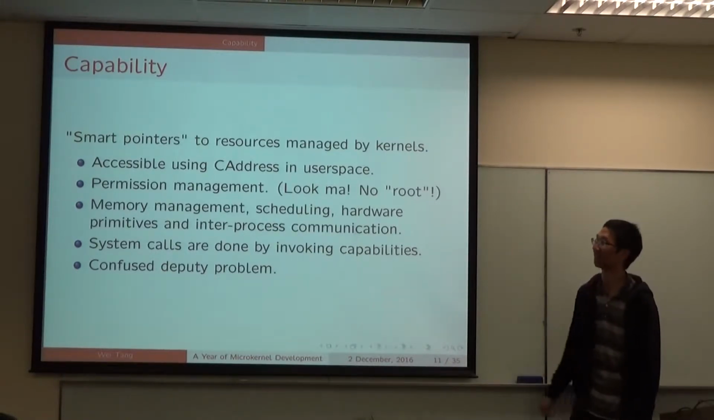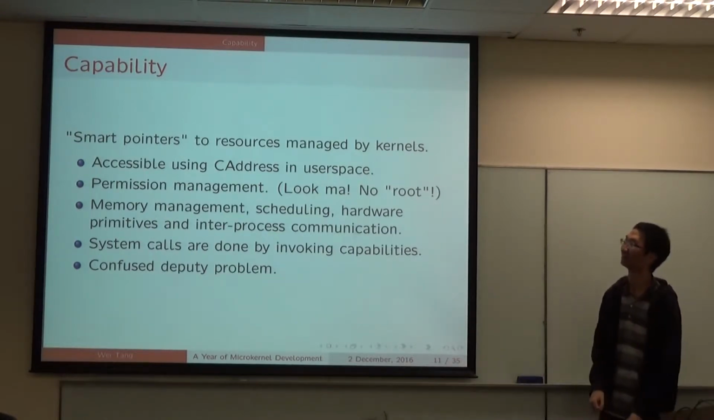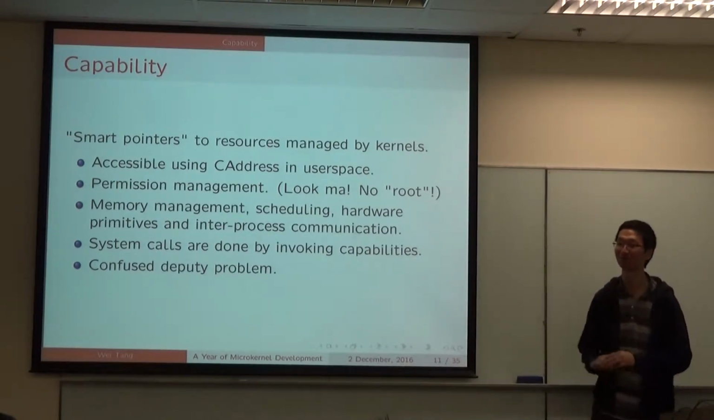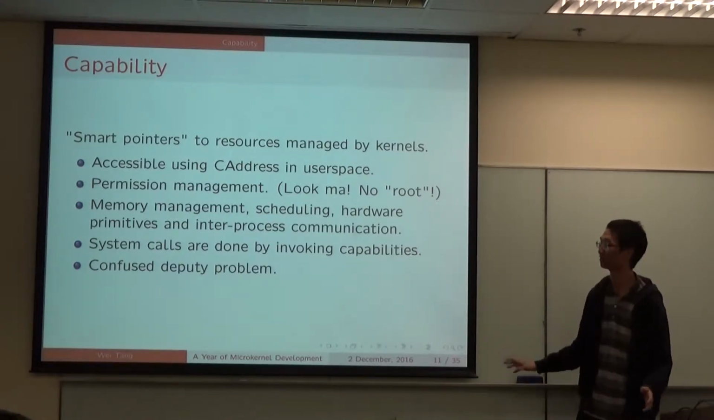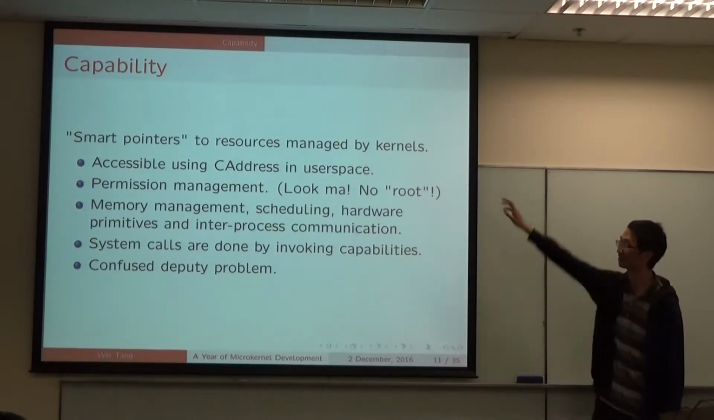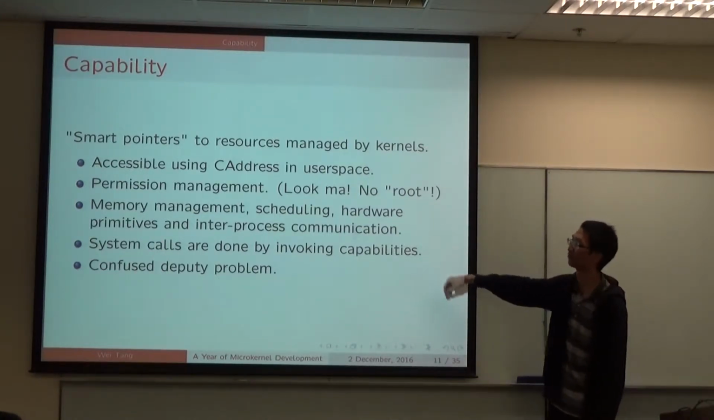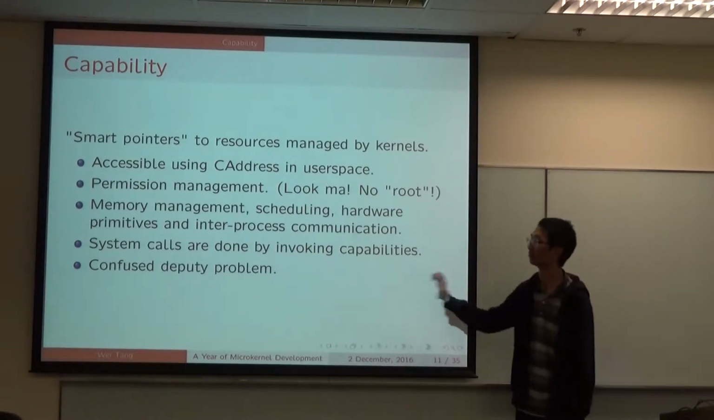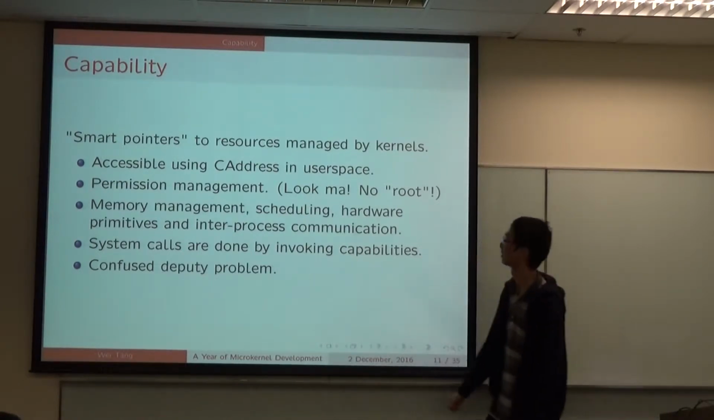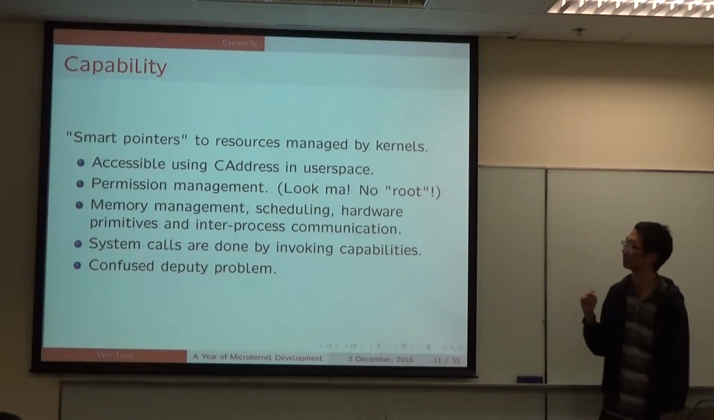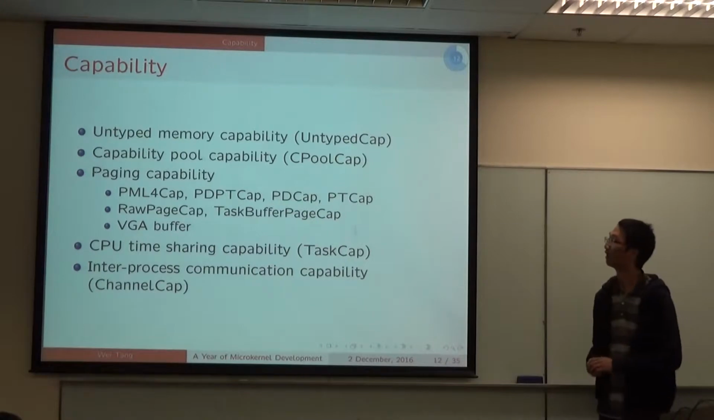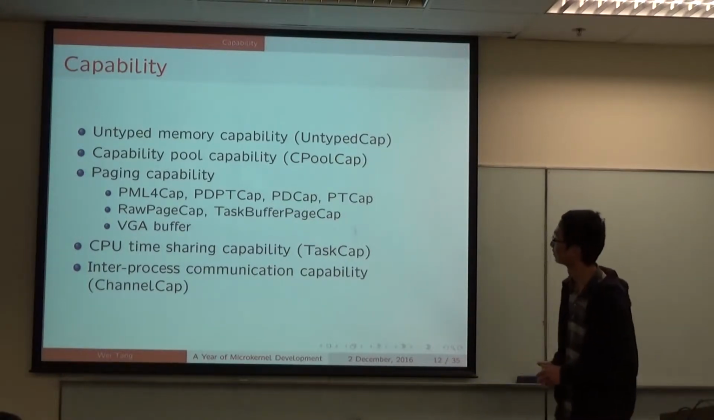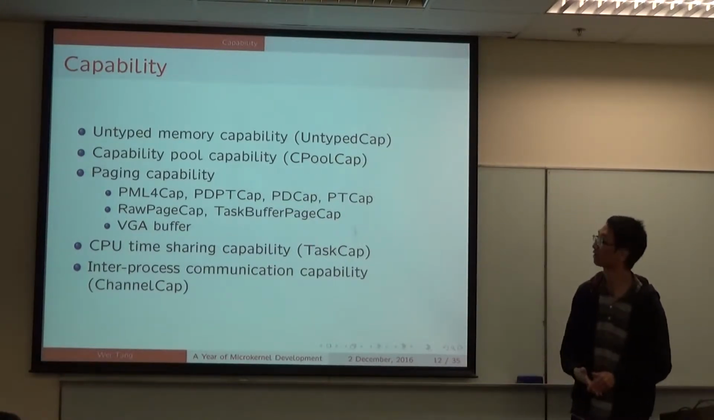We have capabilities, and they are pointers to kernel resources. So we also solve the problem for system calls. We just make system calls invoke capabilities. And those capabilities are actually seL4-like in Rux. They do all the job of memory management, scheduling, other primitives, and inter-process communication. So those are the capabilities that currently exist in Rux.